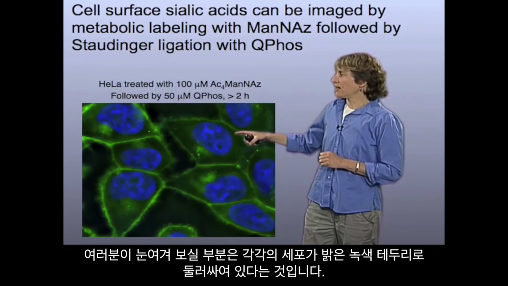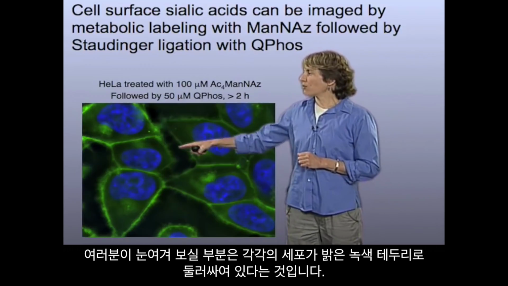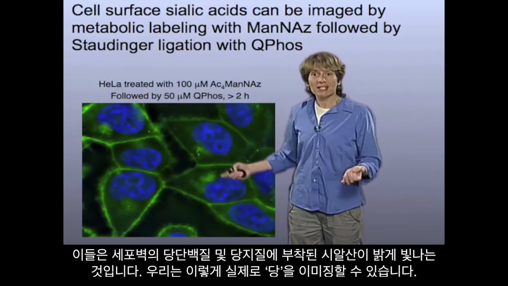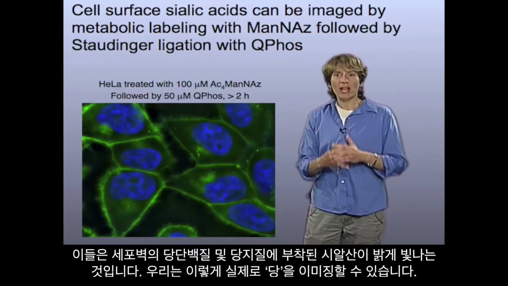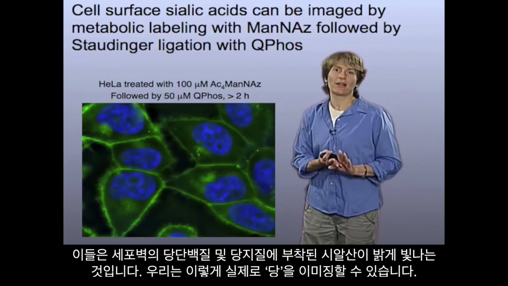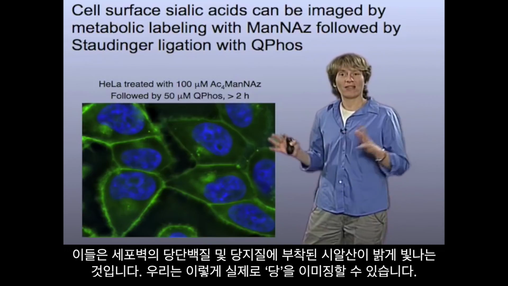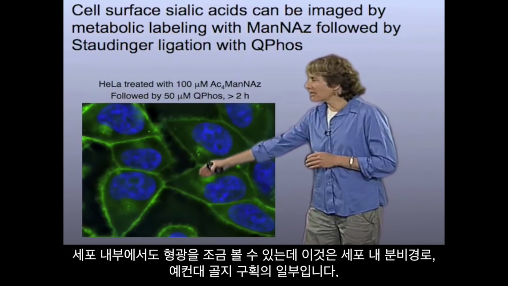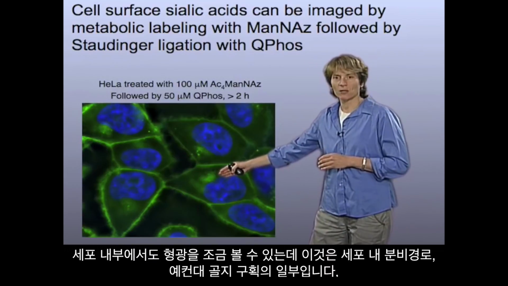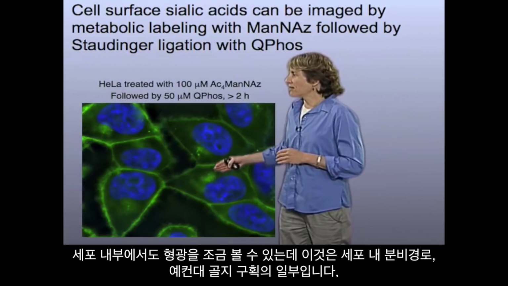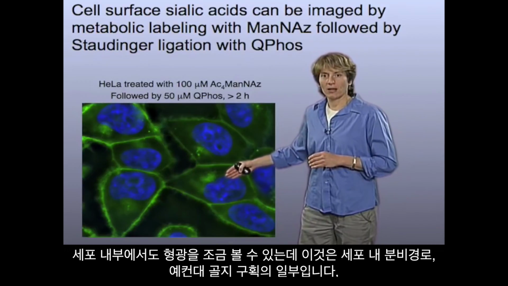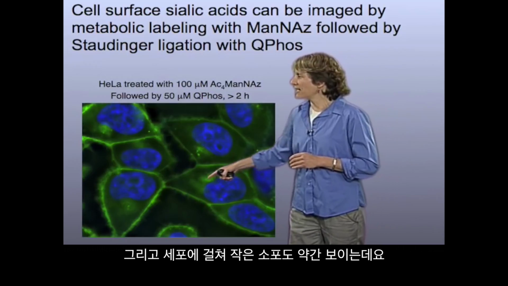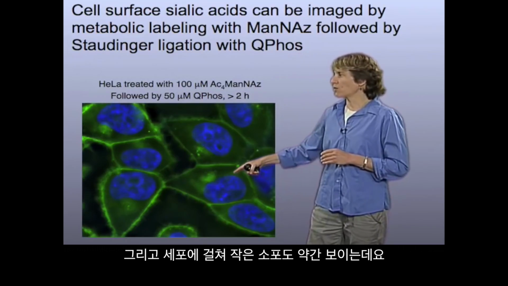So what you can see is that each cell is surrounded by a nice bright green outline. Those are the sialic acids on the membrane-associated glycoproteins and glycolipids of the cell. And they're nicely lit up. We're actually imaging the sugars. You might see a little bit of fluorescence inside the cells as well. That's basically part of the secretory pathway, the Golgi compartment, for example. And then there's a little bit of staining of little vesicles throughout the cell as well.